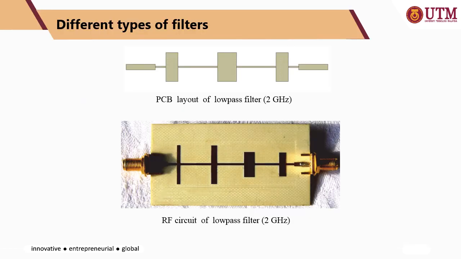Let's see some practical designs of filters. This is an example of a printed low pass filter. This is the design in the simulator, in which the calculation has been performed so that you can calculate the dimensions of the structure and also the length of this transmission line. This is the fabricated one, the realized low pass filter, a printed RF circuit.